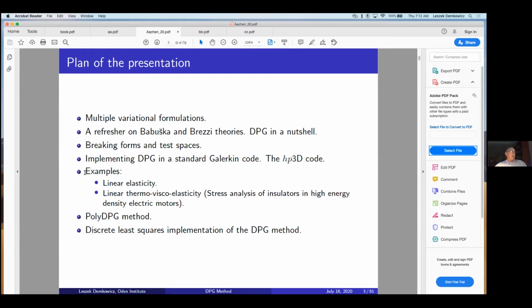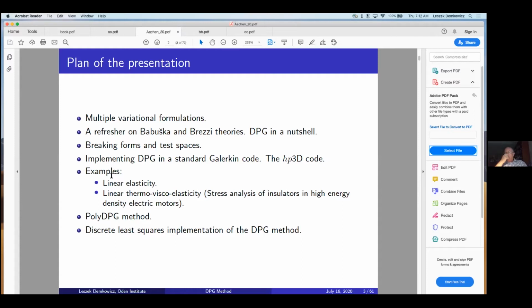So as numerical examples, I chose, following the choice of the model problem, linear elasticity, and then an extension of this, linear thermo-viscoelasticity, a problem that we arrived at in a project of analyzing initiation of cracks in high energy density electric insulators in electric motors. This was part of the dissertation of Federico Fuentes. Federico is now an assistant professor at Cornell University. Now, so that's the minimum I would like to cover.